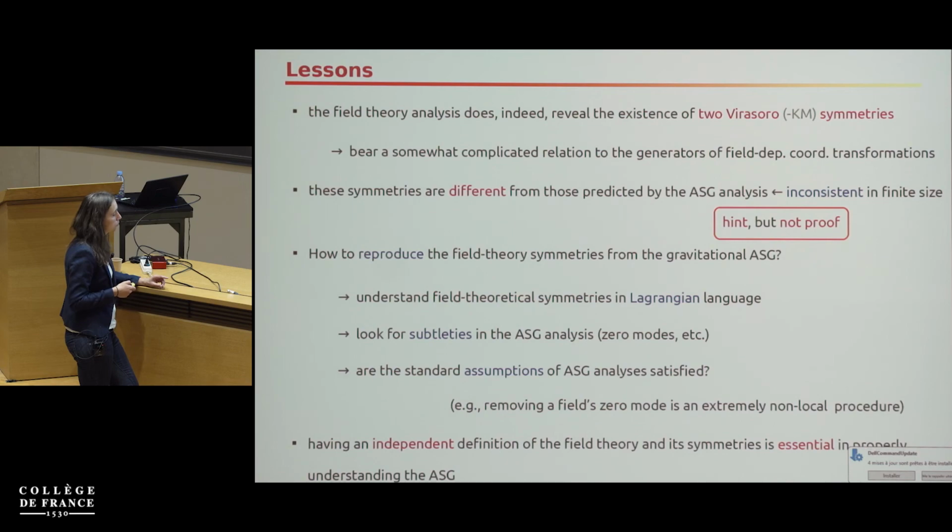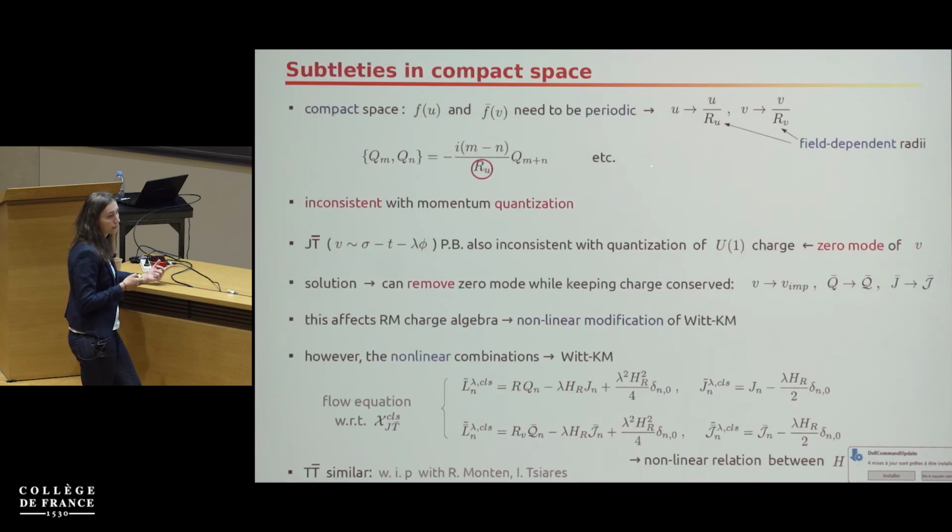Yeah, so basically, this removal of the zero mode is something that we... Sigma is not periodic on the gravitational side? Or? Yeah, it is periodic.